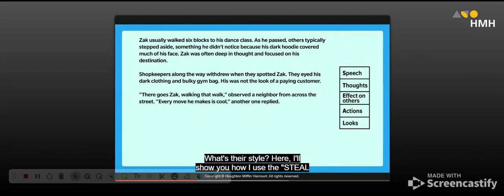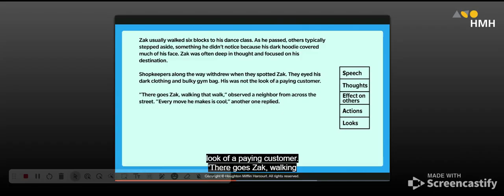Here, I'll show you how I use the STEAL technique with this sample passage. Zach usually walked 6 blocks to his dance class. As he passed, others typically stepped aside, something he didn't notice because his dark hoodie covered much of his face. Zach was often deep in thought and focused on his destination. Shopkeepers along the way withdrew when they spotted Zach. They eyed his dark clothing and bulky gym bag. His was not the look of a paying customer.